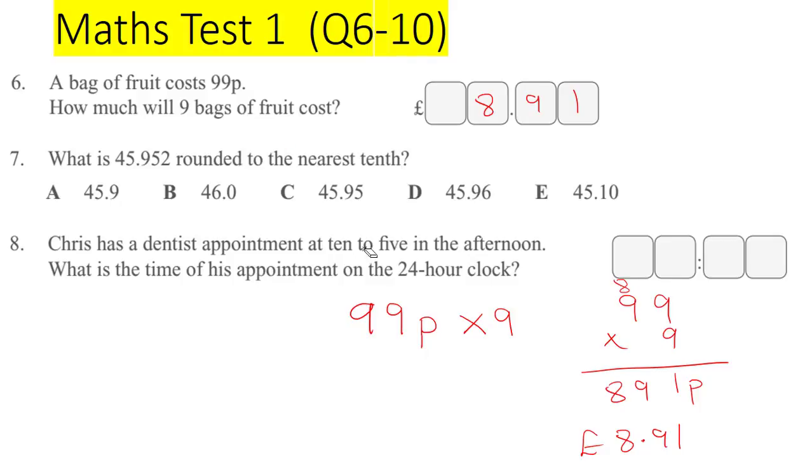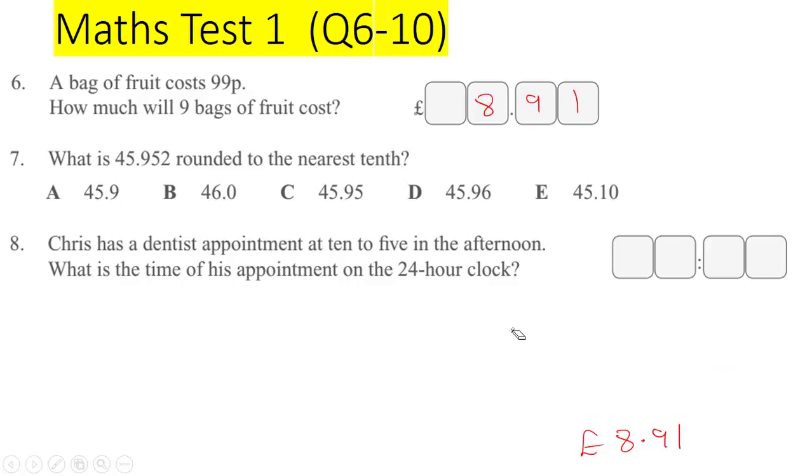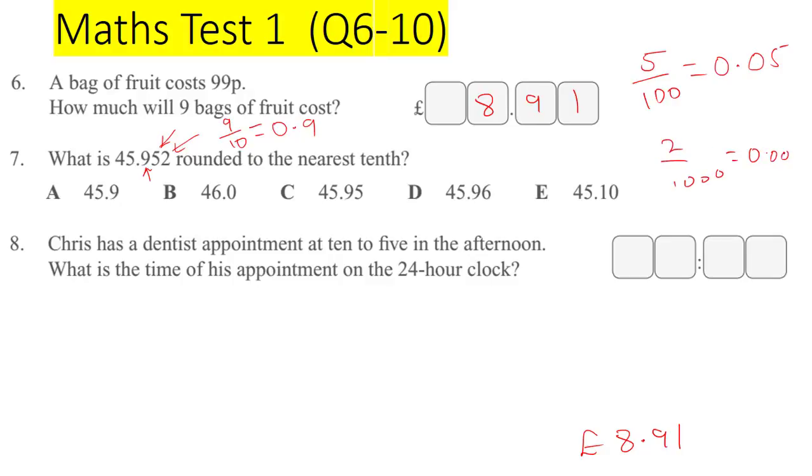The next one, what is 45.952 rounded to the nearest tenth? Now, when you round to the nearest tenth, remember tenths are the numbers immediately behind the decimal point. So here, the tenth is basically 9. That's the tenth, this is hundredths, and this one's thousandths. So you've got 9 tenths there, which is the same as 0.9. This 5 is 5 hundredths, which is the same as 0.05. And the 2 at the end is 2 thousandths, so it's 0.002.